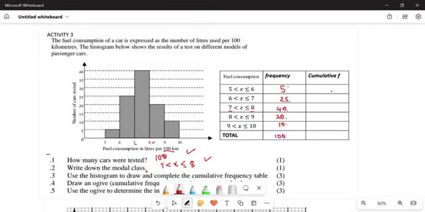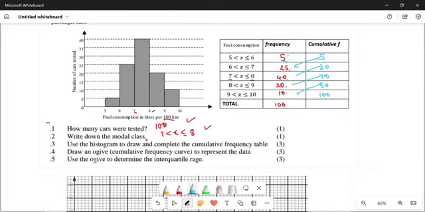Okay, now we want to get the cumulative. They said we should complete the frequency in the cumulative. What should I write first here? The first row is exactly identical: 5 goes with 5. After that, if I say 5 plus 25, I get 30. Then 30 plus 40, I get 70. 70 plus 20 is 90. 90 plus 10 is 100. Okay, now that we have the cumulative, we go to the next question.